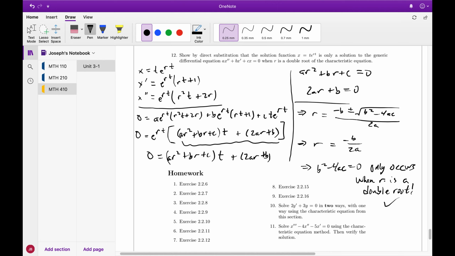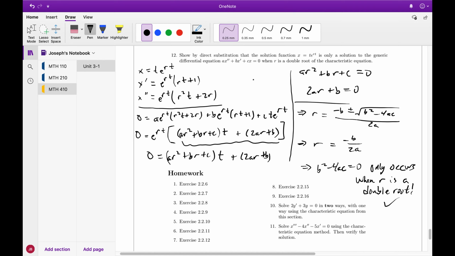And that's exactly what we needed to show, right? So the only time x equals te to the rt is a good solution is when r is a double root of the characteristic polynomial. Okay.